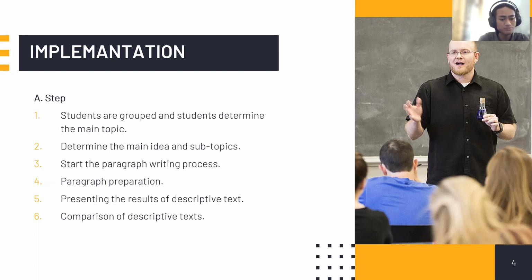And the second is determine the main idea and subtopics. The teacher makes a graph or table, for example, 5 circles with 1 large circle in the middle and the remaining small ones on the sides of the large circle. Then students are asked to determine the main idea in the big circle, for example, a cat, and then determine subtopics in the 4 small circles, for example, physical appearance, behavior, habits, and the last, reproduction.